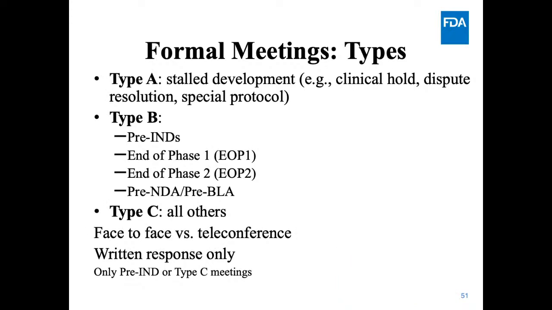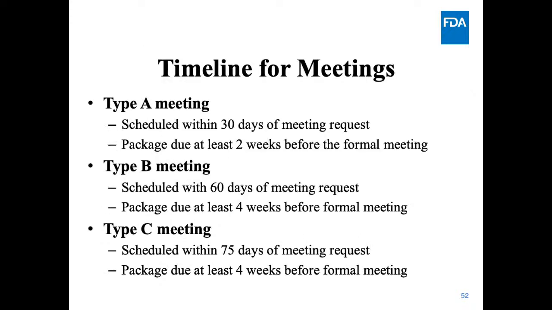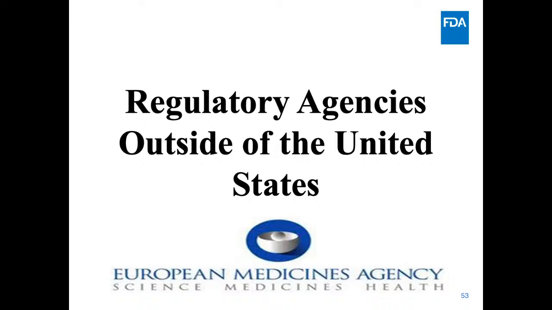Formal meeting types: there are types A, B, and C. Type A is for stalled development, type B is for pre-IND, end of phase 1, end of phase 2, and pre-NDAs, and type C covers all other face-to-face or teleconference meetings. Timelines: type A is within 30 days, type B is within 60 days of the meeting request, and type C is within 75 days. For type A, the package is due at least 2 weeks before the formal meeting, and for the others at least 4 weeks before the formal meeting.